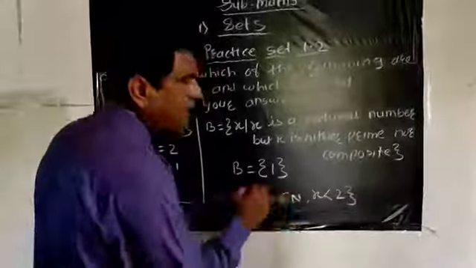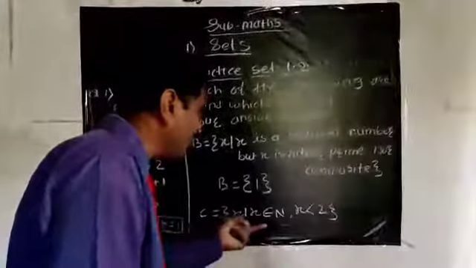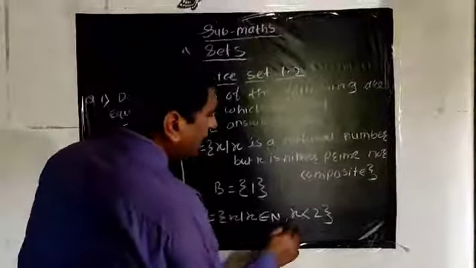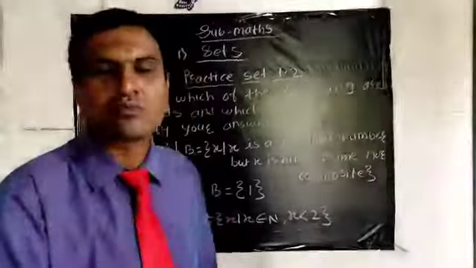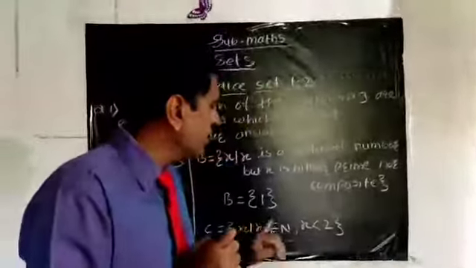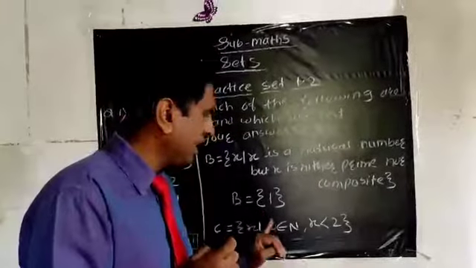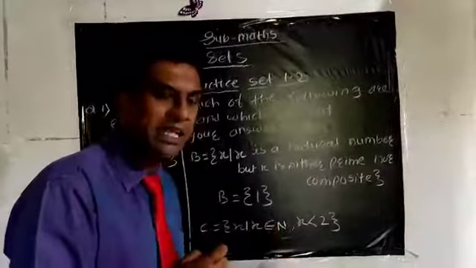X is an element of the natural number set. X is an element of the natural number set such that x is less than 2. 2 is also a natural number. But the condition is whatever, this x is an element of the natural number set. In this set, x is what? X is an element of the natural number set.